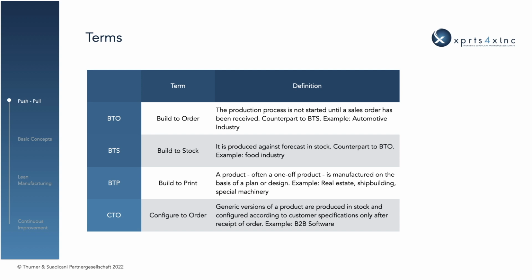Configure-to-order means that generic versions of a product are produced on stock and configured according to customer specifications only after receipt of an order. Example, B2B software.